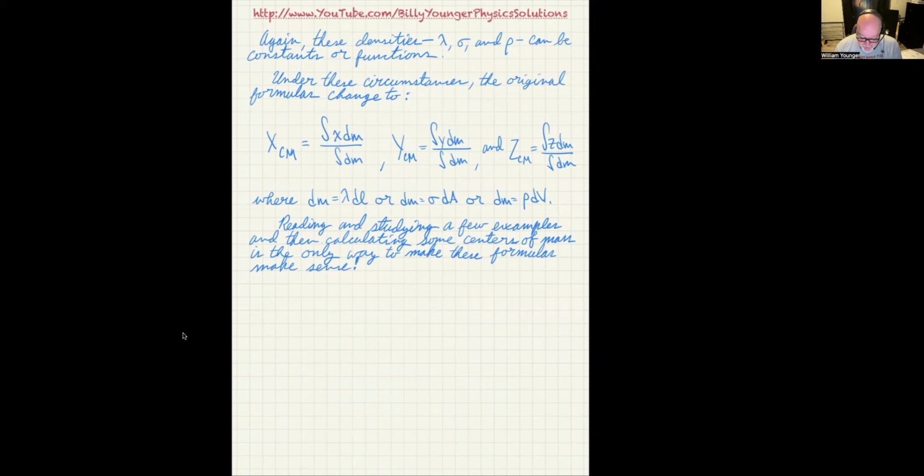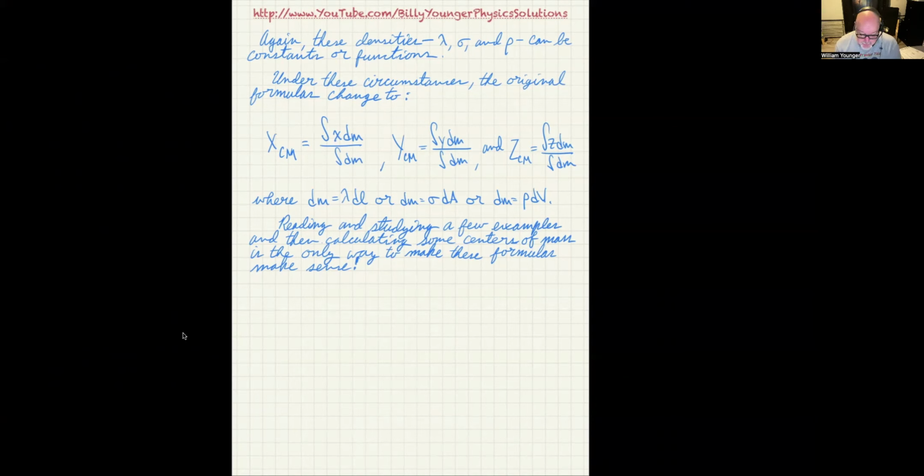In all these cases, the dm we're going to assume is either lambda times dL. Again, lambda could be a constant or it could be a function. The dm could equal sigma dA, that's when it has some kind of two-dimensional symmetry usually. Or dm could be rho times dV, and that's where it has a three-dimensional shape. Reading and studying a few examples and then calculating the centers of mass for discrete and continuous bodies is really the best way to learn it, and then just try your own problems and work as many as possible.